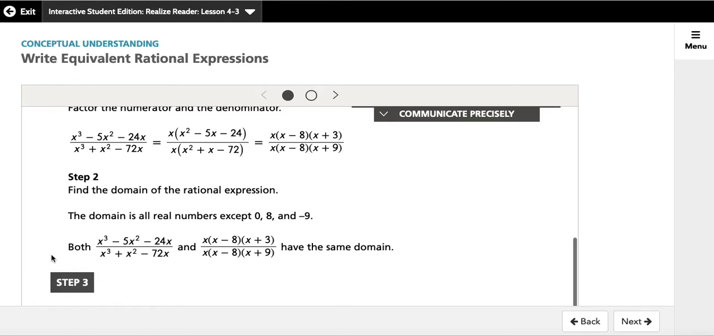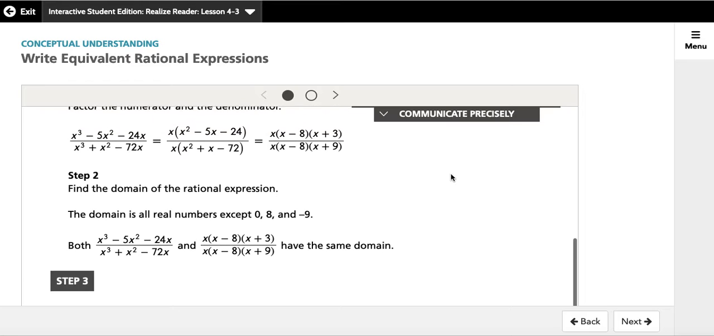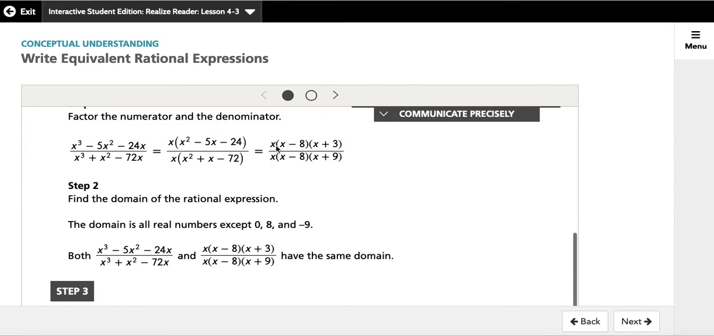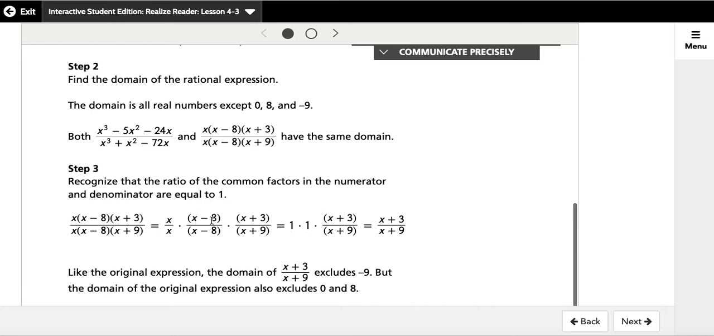Oh, before we do that, we need to look at the domain, because we don't want to cancel them out because they're still important. x could equal 0, x could equal 8, and x could equal negative 9. Those are the three values that don't work for the domain. So the domain is all reals except for 0, 8, and negative 9. Then you can reduce it by getting rid of the x over x and the x minus 8 over x minus 8 to get just x plus 3 over x plus 9.